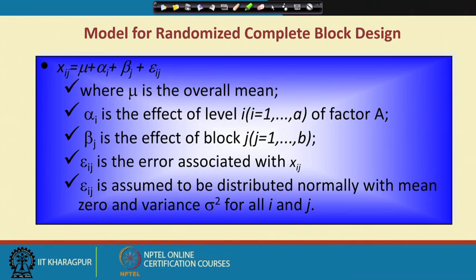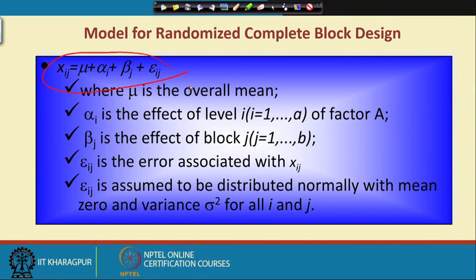And like the previous factor models, the block design model is usually represented like this. The main effect is mu plus alpha i plus beta j, where alpha i is the effect of treatment i, beta j is the effect of block j, and mu is the overall mean.